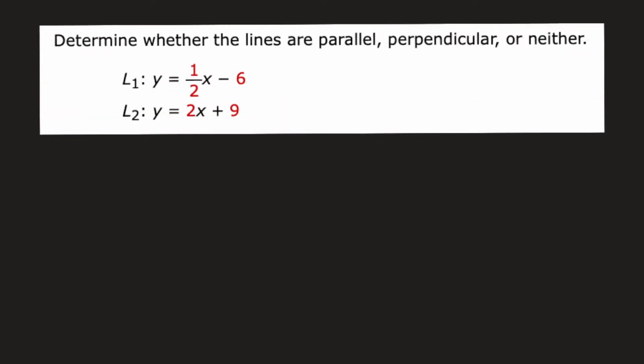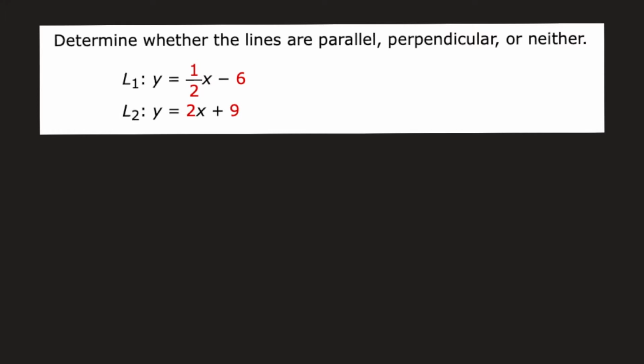In this question, we have to determine whether the lines are parallel, perpendicular, or neither. The way we're going to do it is to identify their slopes. If the slopes are exactly the same, these two lines are parallel. If they are perpendicular, their slopes will be opposite reciprocals, and if neither, obviously neither of those apply.